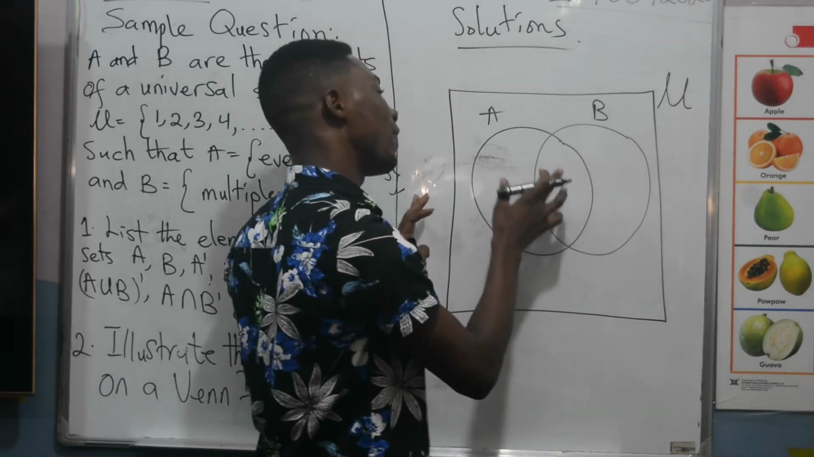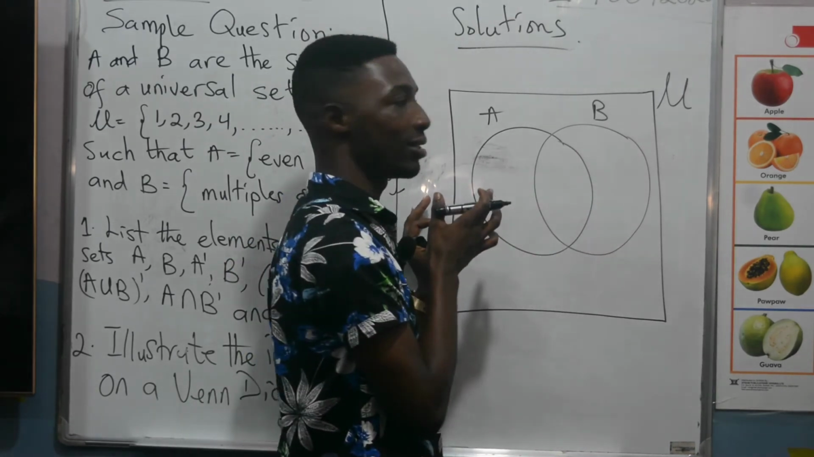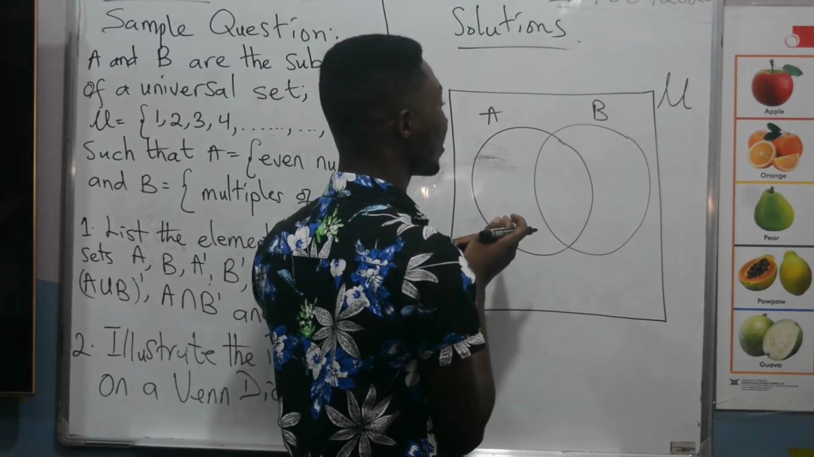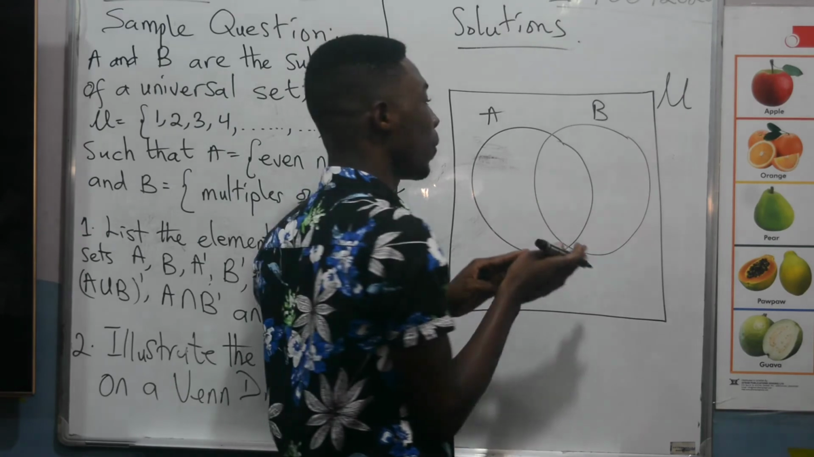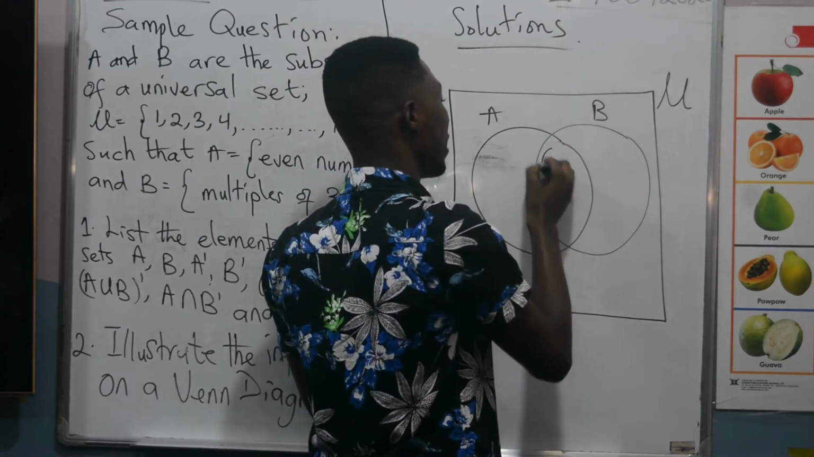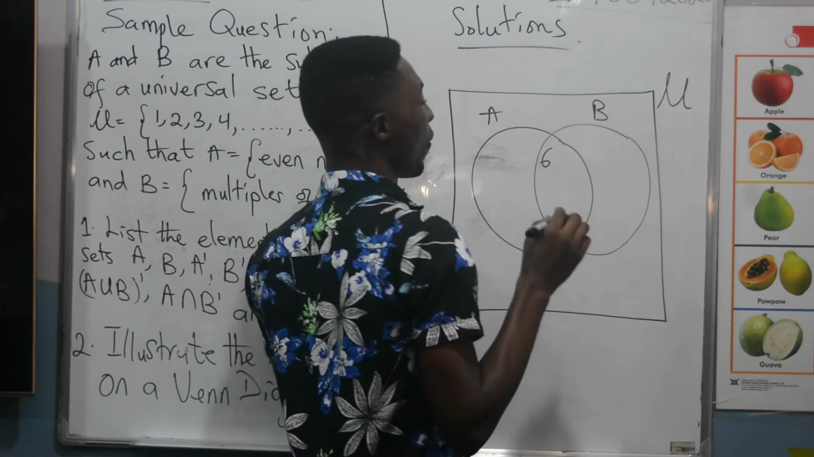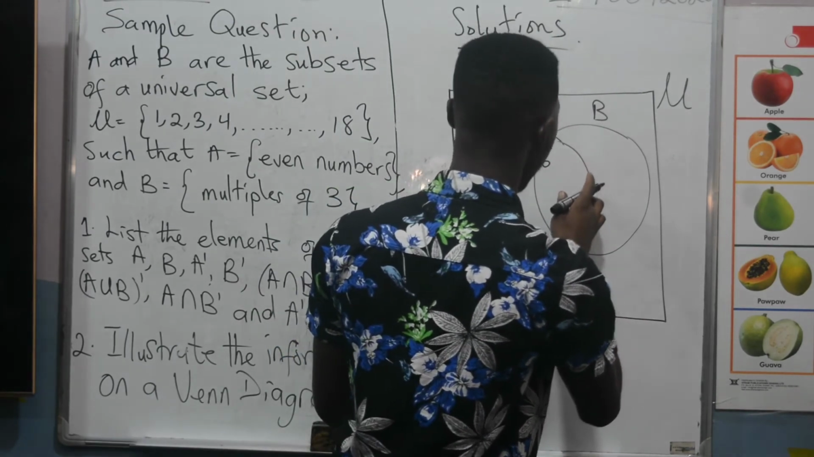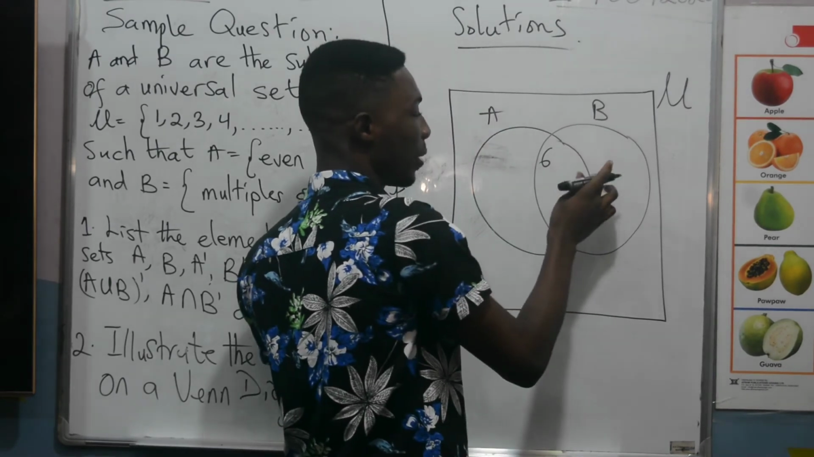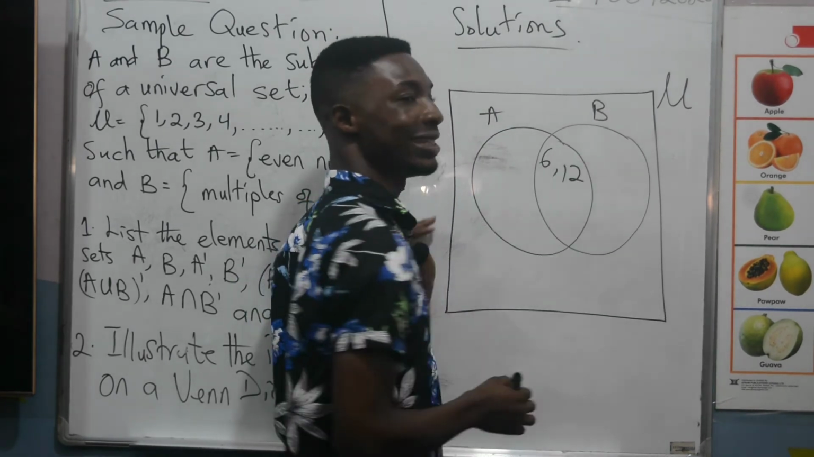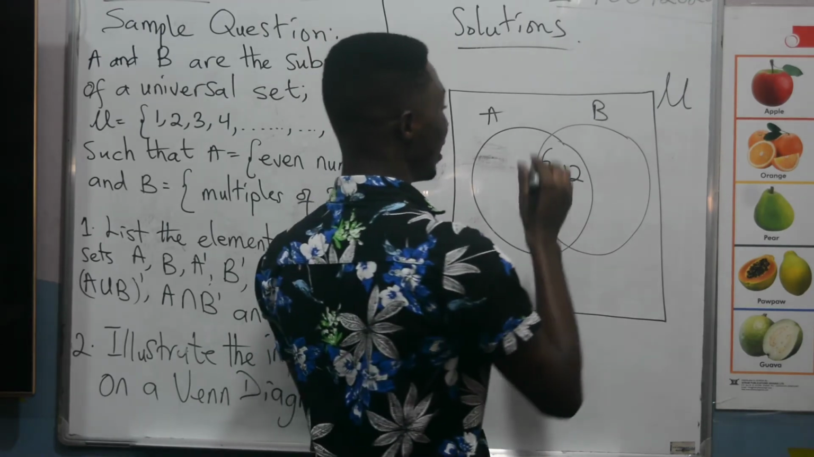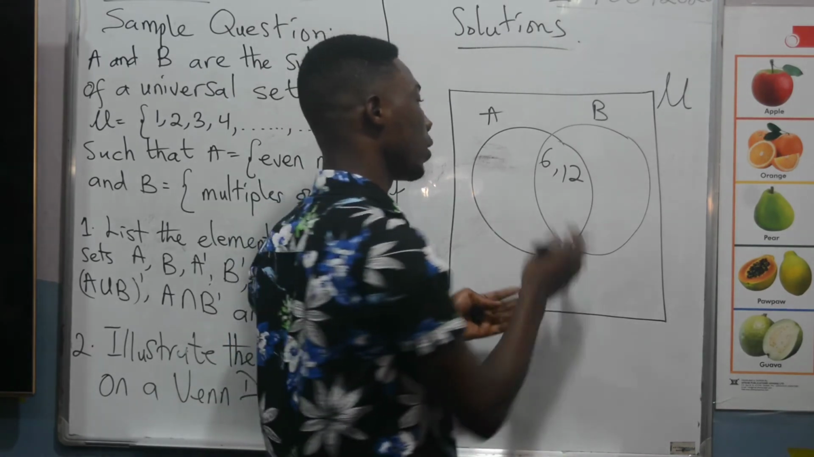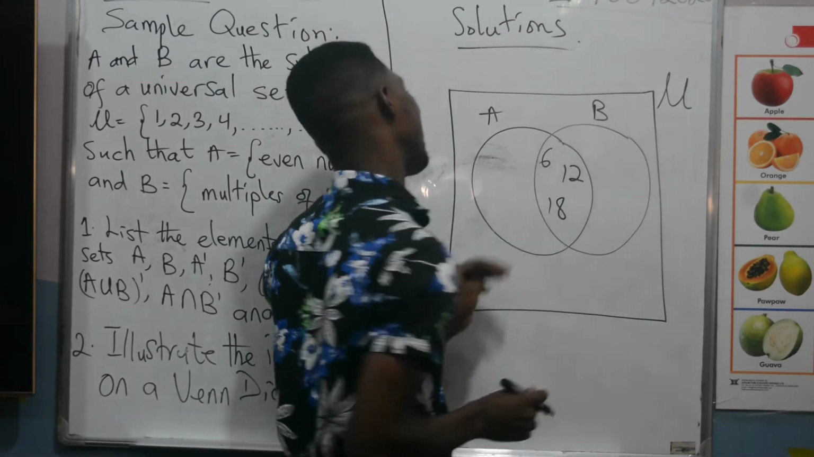So, which elements were found in A and B intersection? The elements that were found in A and B intersection will be written here. We saw that 6 was an even number and a multiple of 3, so it was part of the intersection. We also saw that 12 was an even number and a multiple of 3, so it was part of the intersection set. We also saw that 18 was an even number and a multiple of 3, so it was also part of the intersection set, like this.